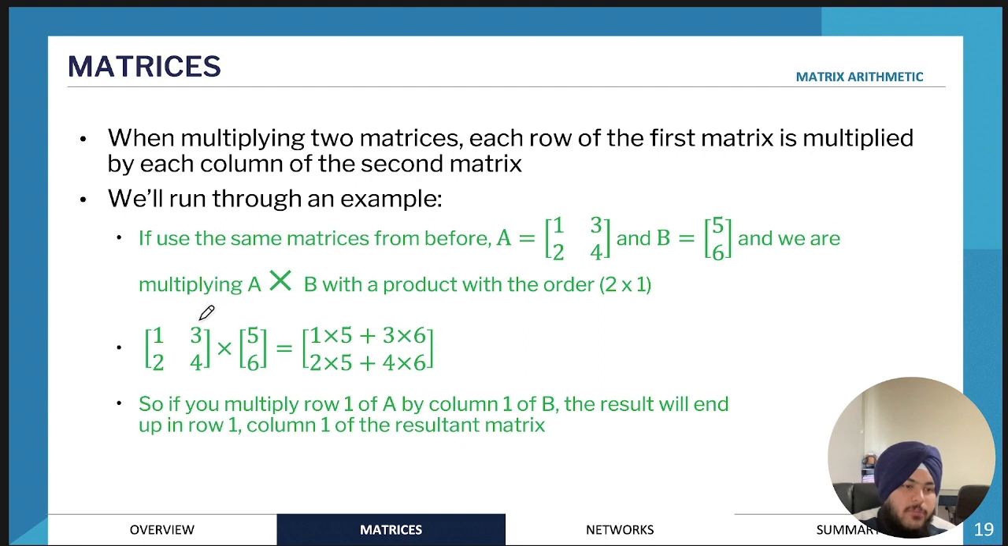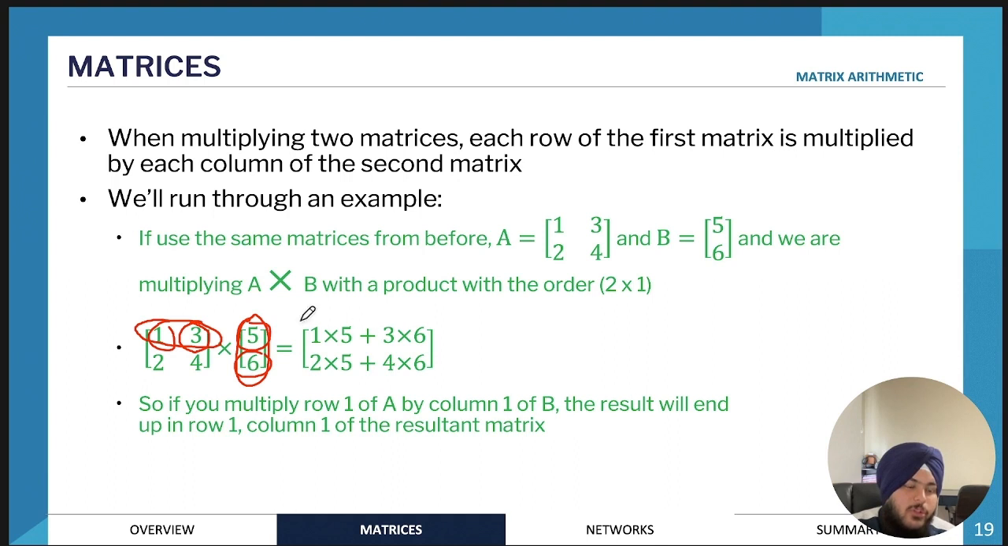The way that we do matrix multiplication is we take the numbers in the first row and multiply them by the numbers in the first column of the second matrix. So we do 1 times 5: the number in the first row of the first column multiplied by the first number in the first column of the second matrix. And then we take the number in the second column and multiply it by the number in the second row.